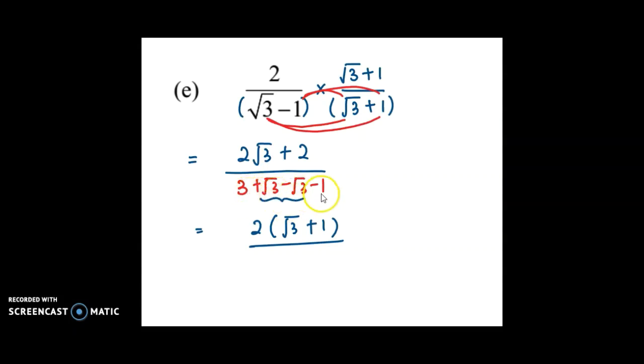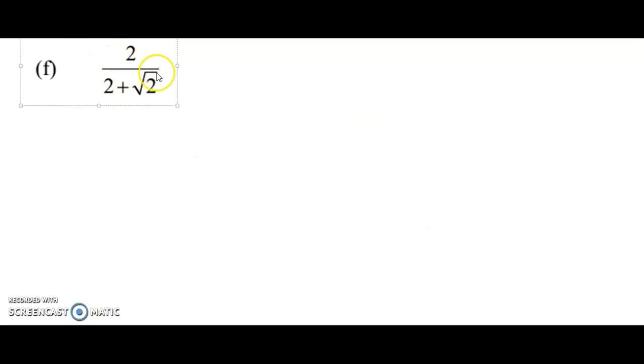So now you are just left with 3 minus 1, which is equal to 2 at the denominator, and after that cancel off the 2. The final answer is simplified into surd 3 plus 1 only. Right. For this example, 2 over 2 plus surd 2, again we can see that the denominator is not a rational number. So I'm going to rationalize the denominator by finding its conjugate. The conjugate of the denominator changes the sign in the middle: 2 minus surd 2.